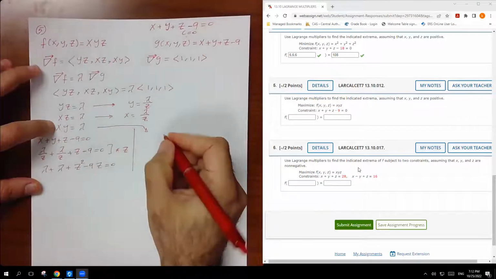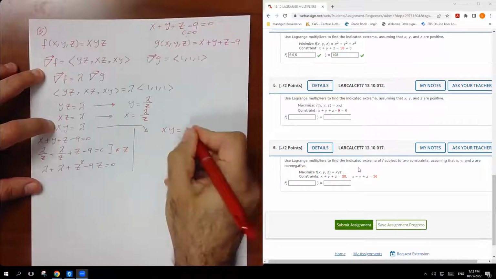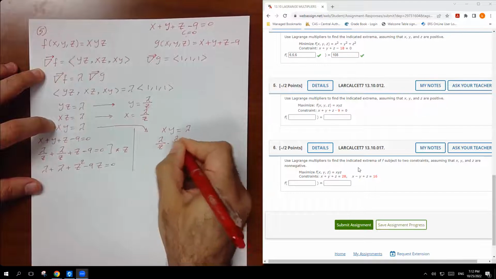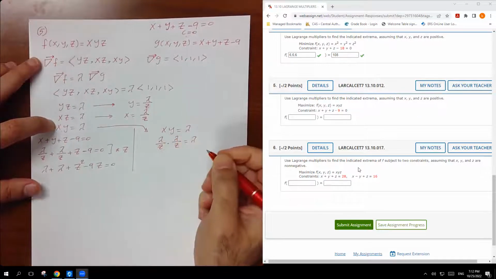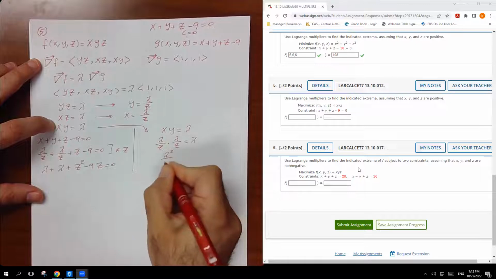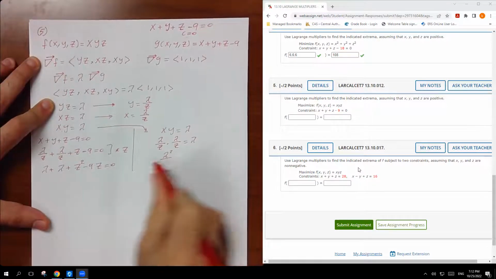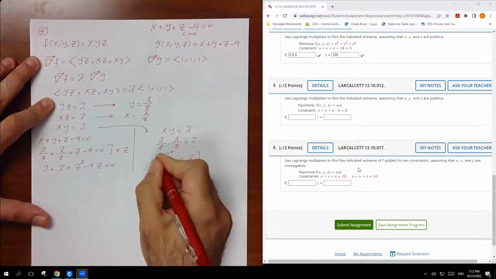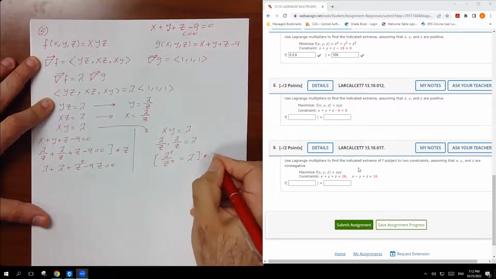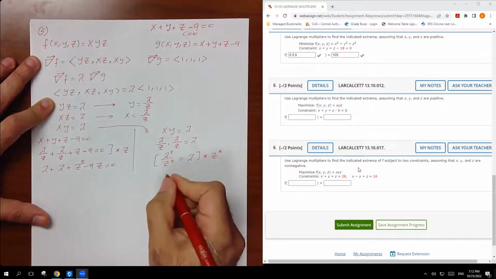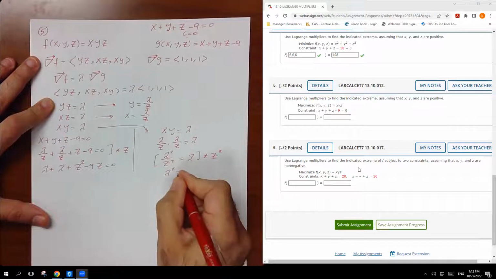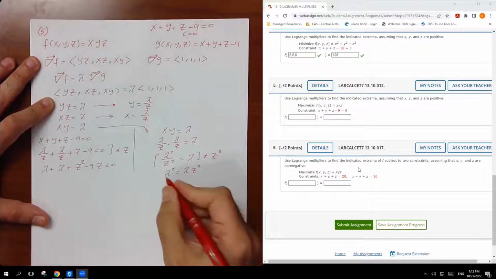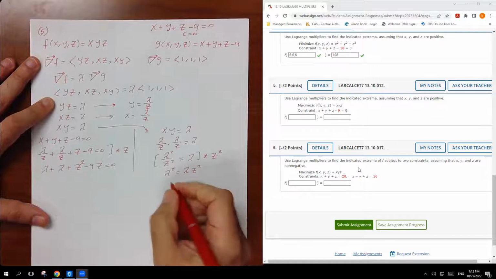xy equals lambda. That means lambda over z times lambda over z equals lambda. So it's lambda squared over z squared equals lambda. Multiply everything by z squared. So it's going to be lambda squared equals lambda z squared. Move the lambda to the other side of this one.